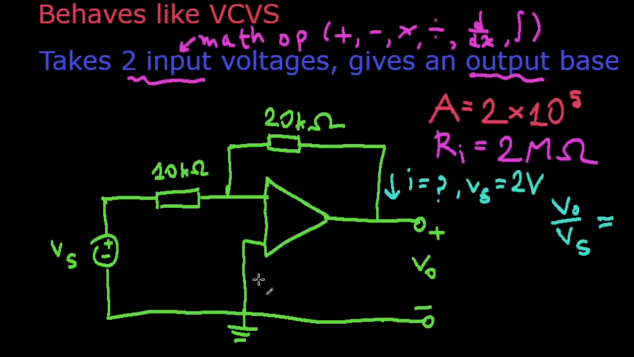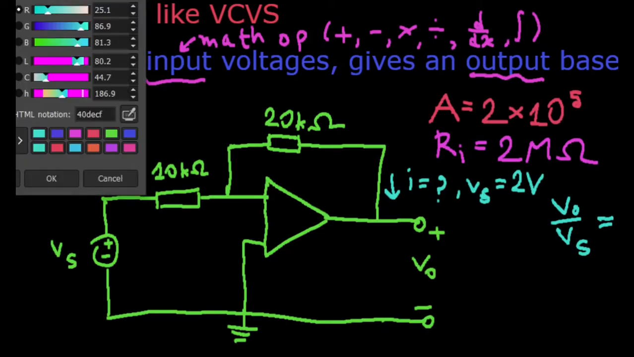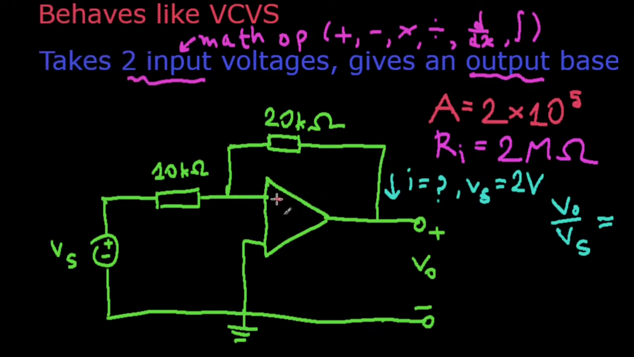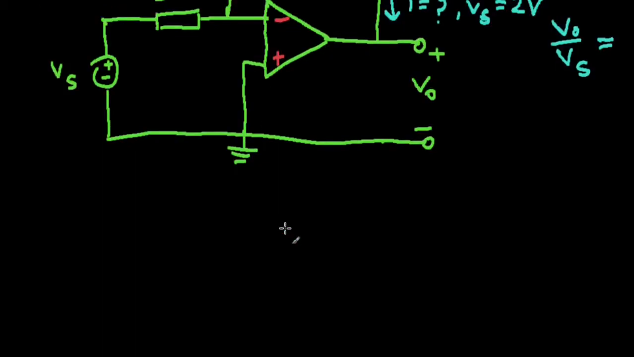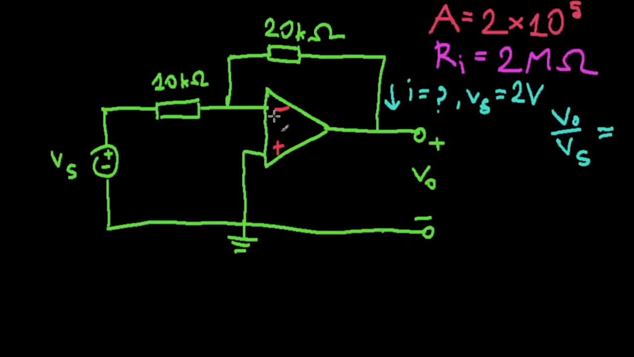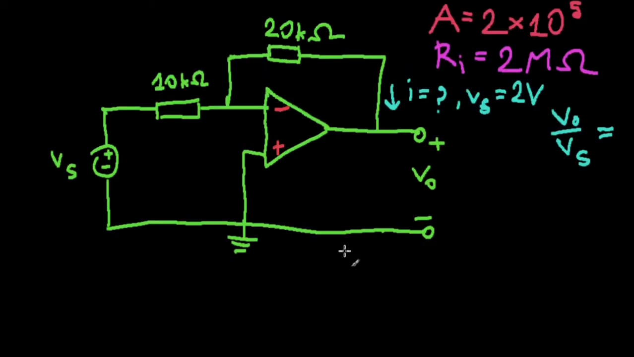But anyways, I should label the terminals of the op amp. They did label them here. So this is a minus, and this is a plus. But suppose some poorly written question doesn't have them labeled, you should still assume that the upper one is your inverting terminal, your inverting input, and the lower one is your non-inverting one. Anyways, so what do we do?